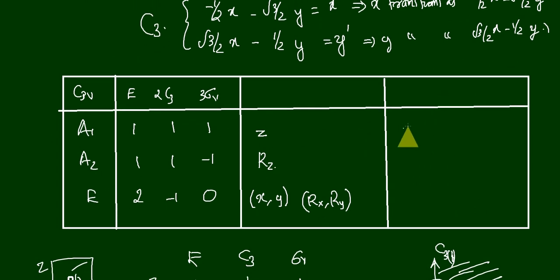So in the area 4 of the character table, we can write here z square, right? Z square belongs to the A1 species, or z square transformed as A1 species. Okay. Now, what about x square and y square?